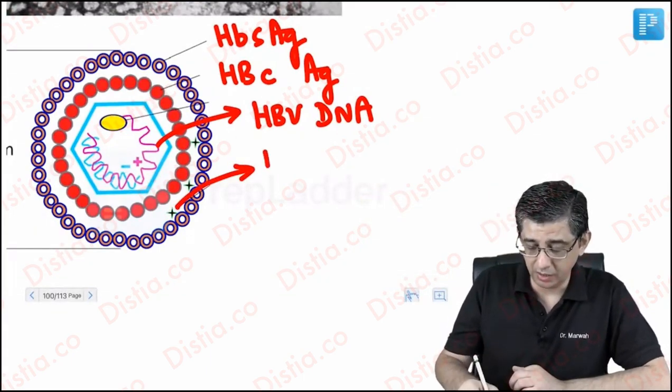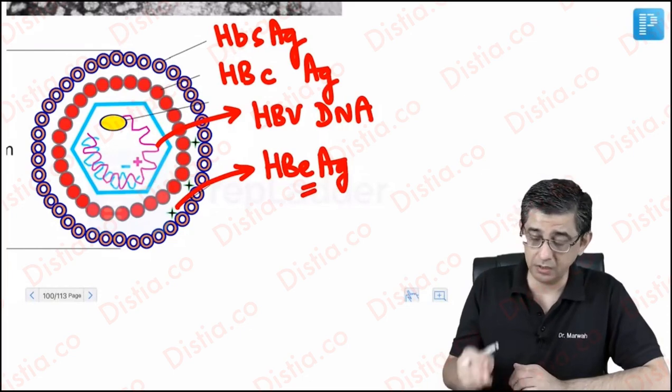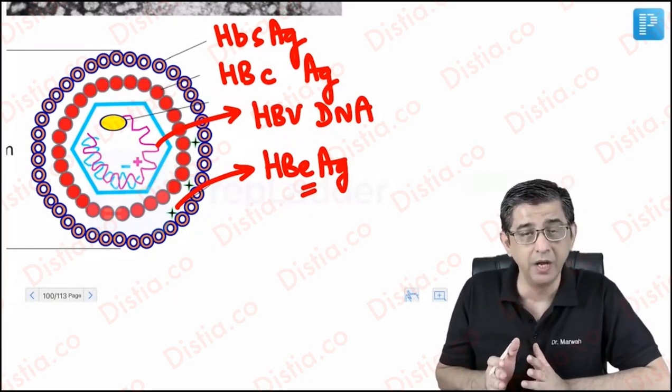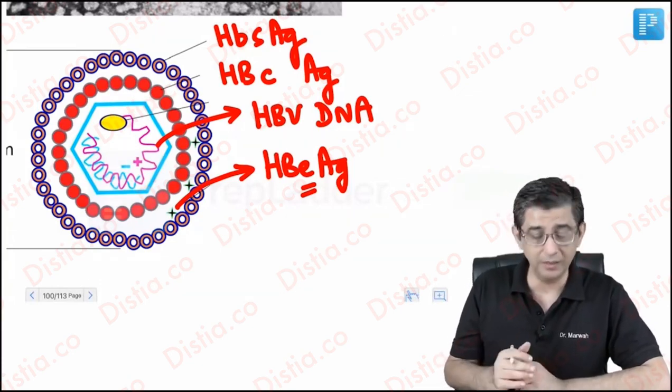Then if I move slightly to the periphery, you will notice these green colored stars present here. These green colored stars are for hepatitis B E antigen, which is a marker for replication. So if a patient is E antigen positive, it means the patient is highly infectious, not only to his sexual partner, but also to the doctor or nurse who's handling the sample.